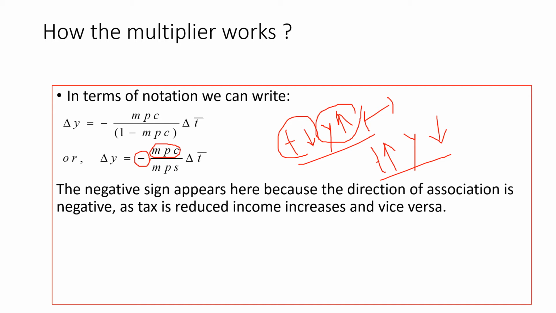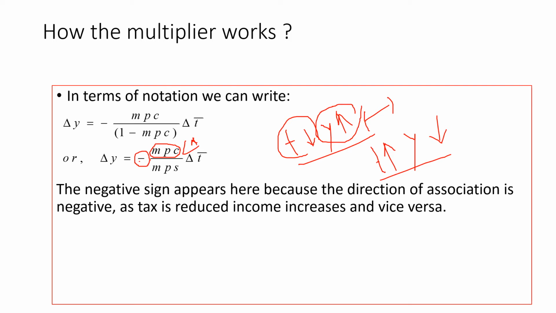But if you ignore this negative sign, even then, as I have already mentioned, just take the absolute value. The absolute value of the multiplier is smaller because there is an additional MPC component in the numerator, and as you know, MPC is greater than 0 and less than 1. So because MPC is less than 1, this is smaller than the government expenditure multiplier.